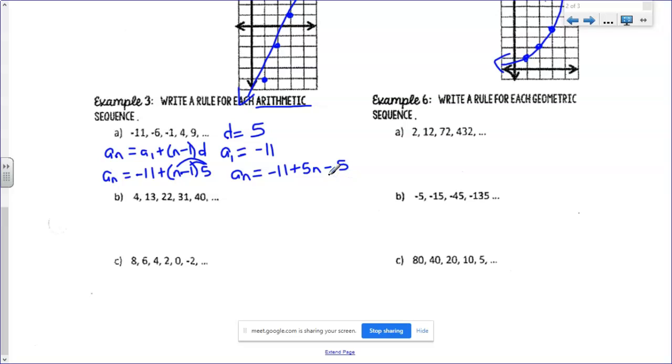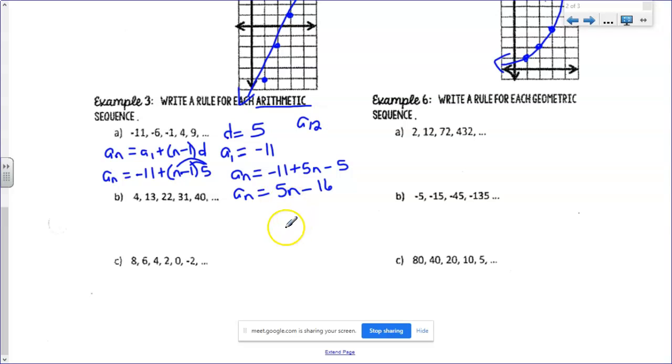Is that simplified completely? No. What can I do now? Add the negative 11 and negative 5, so I get 5n minus 16. Okay, is this a linear, exponential, or quadratic function? This is not a hard question. Linear, because the degree is 1. Okay? Now, that's what this problem's asking, but if I were to ask you, what is a subscript 12? If I want to know the 12th term, what would I do?